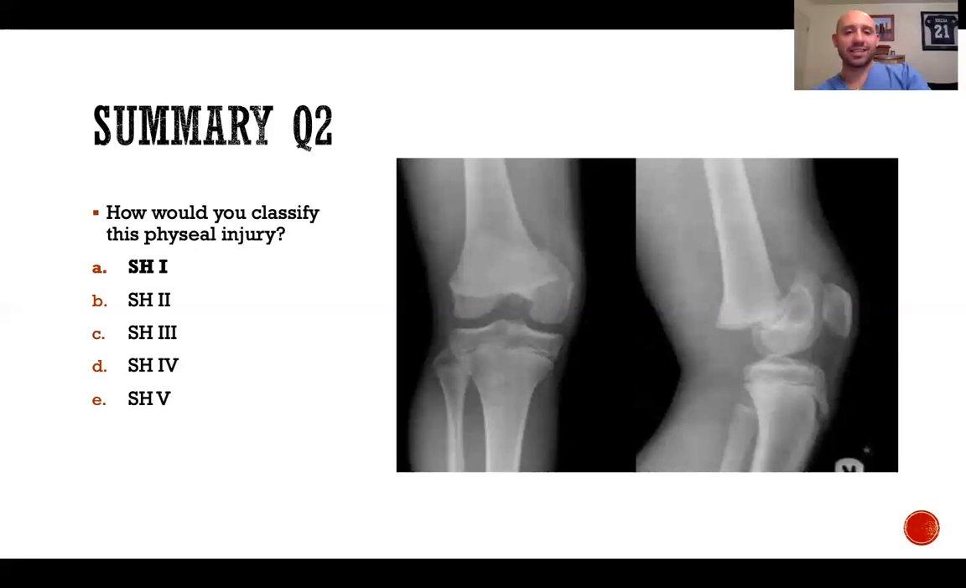In general, kids heal extremely well. So sometimes you can get away with a little bit less of a fixation construct in pediatric patients because of that reason. In adults, we might have to do larger dissection and larger constructs to increase stability.